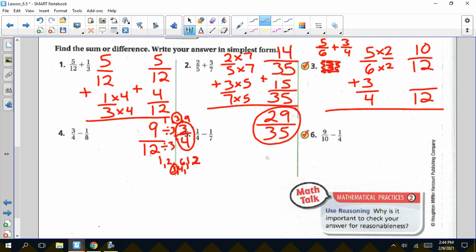I'm going to do the same thing here. 4 times 3 to get 12. So I do 3 times 3, which is 9. Now I'll add these two fractions together. 10 plus 9 gives me 19. The denominator stays the same, and I get 19/12. Now, this is where the fraction is improper, where the top is larger than the bottom.